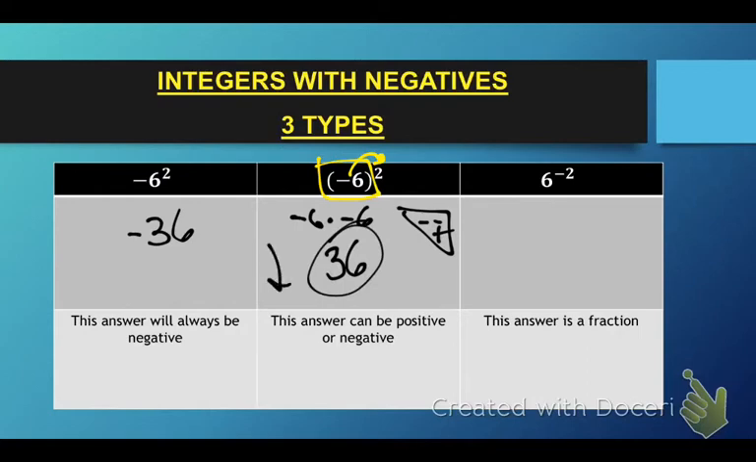And if you look down below, you'll see that it says this answer can be positive or negative. And that really is determined by what your exponent is. And we're going to show that in just a minute. Here's example number 1.